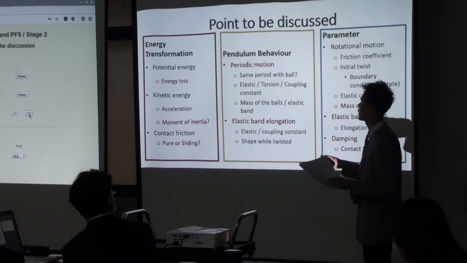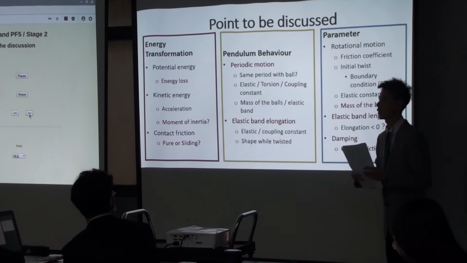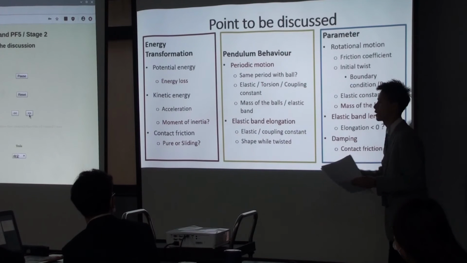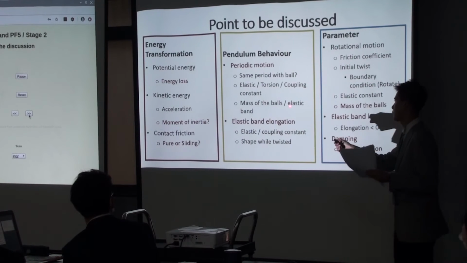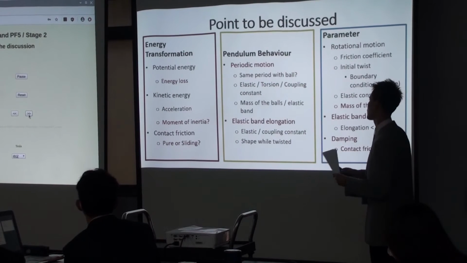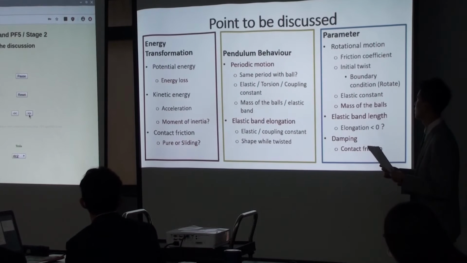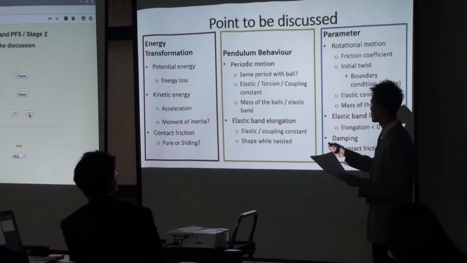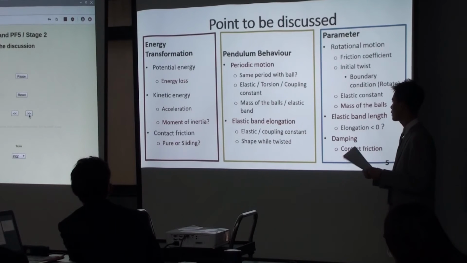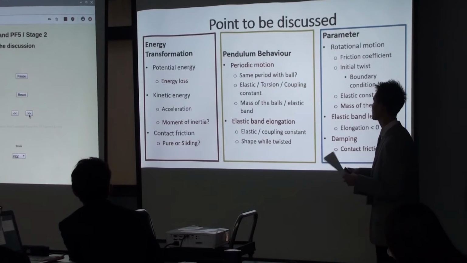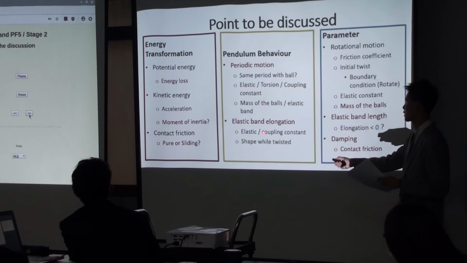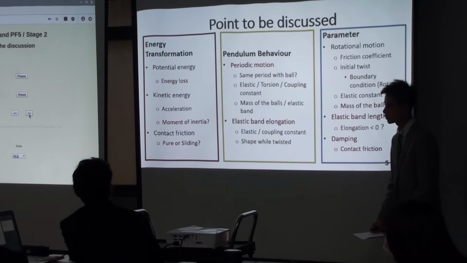In the pendulum behavior, we have discussed the periodicity of the motion. It will be affected by the mass of the ball, and it will be affected by the elastic band because the moment of inertia will increase while the mass increases. And this is about the elastic band elongation. The reporter says the sliding is caused by the elastic elongation. So, questions from the viewer.